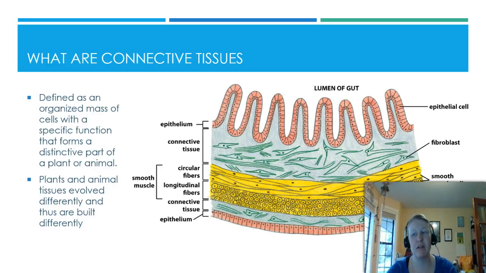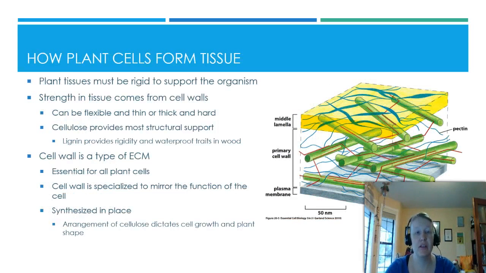And plants and animals evolve differently in how these connective tissues are built, so we're going to talk about them separately, but it's important to know that they are different types of tissue, or that the tissues are built in different ways. So let's start with how plants form tissues.